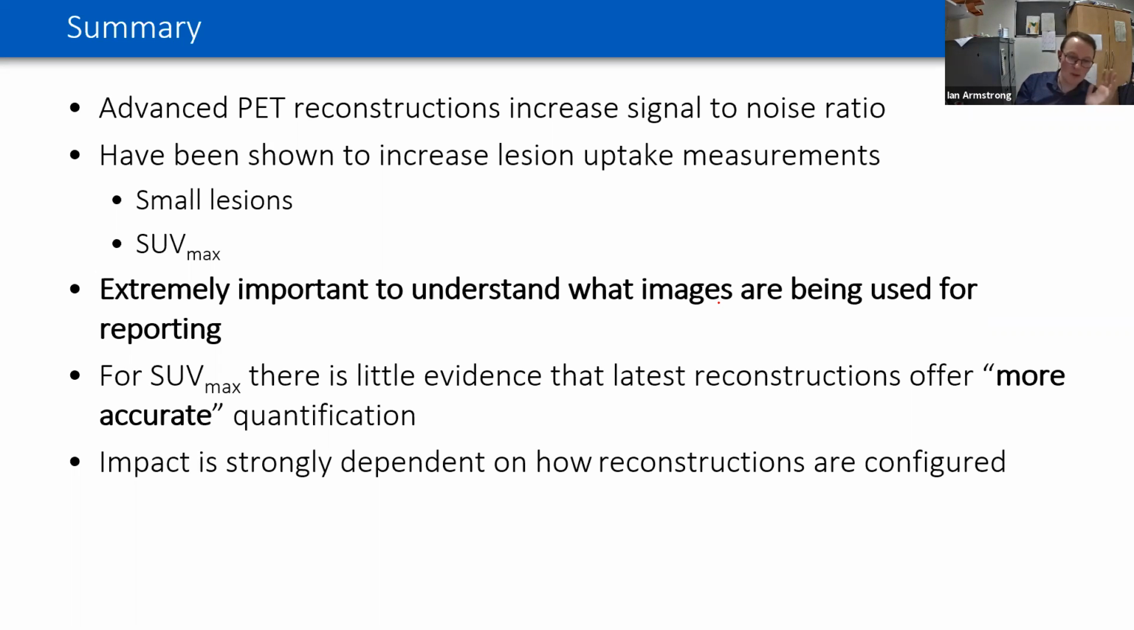Because as we've seen, the impact of the reconstructions is really strongly dependent on how they're configured, what the iterations are, the parameters, the beta, the filtering, etc., and you can set that up in any way possible. And I think it's really important that, whatever you do, you measure it on your population and you see how your image quality is across your population. I think that optimization is really, really important.